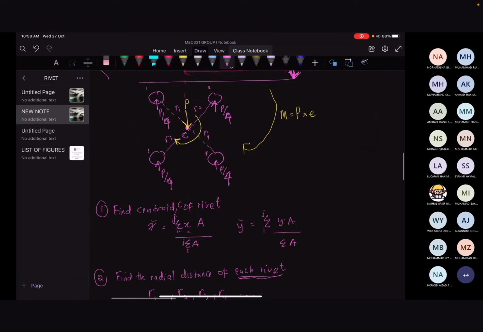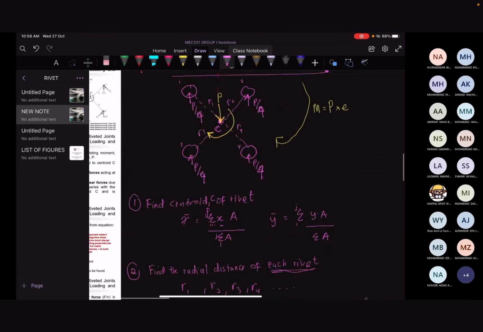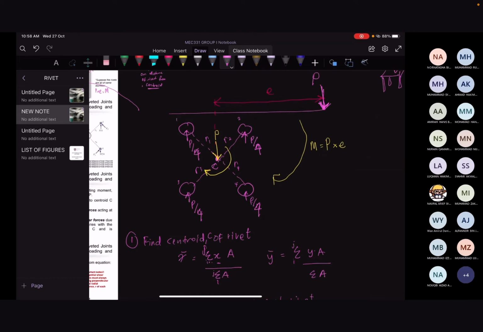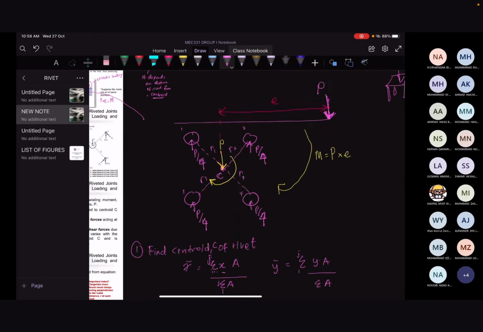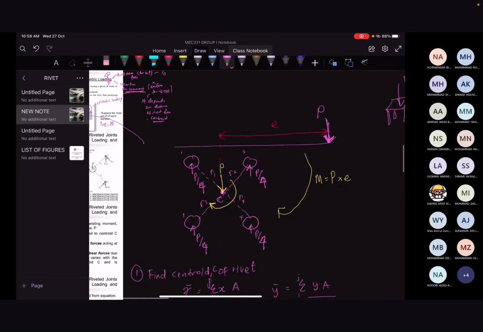So kalau ada 5, kena buat 5 lah. P over 5 ke, 6 ke, 3 ke. Okay, so dia akan jadi negative P plus 4 P over 4 kan. Sebab yang ni ke bawah, so negatif. Yang ni ke atas, dia akan jadi plus lah. Plus 4 times P over 4. So dia jadi berapa? Dia jadi kosong. So maksudnya, rivet ni, due to the direct shear force tu tadi, due to P, dia akan induce direct shear force P over 4. So dia akan cancel out lah, dia jadi equilibrium.